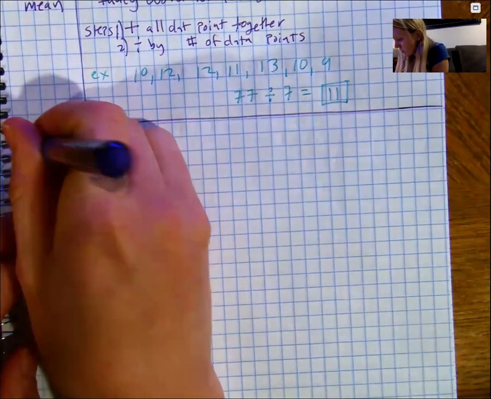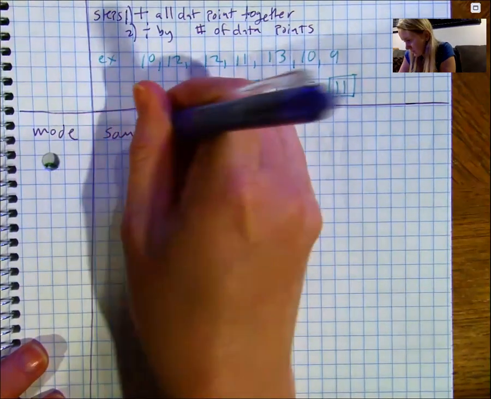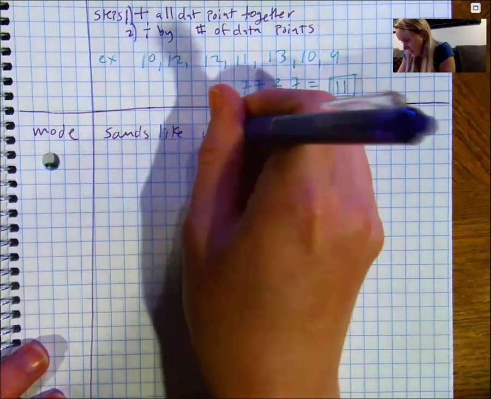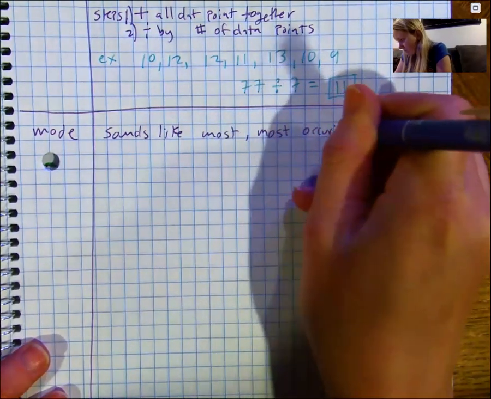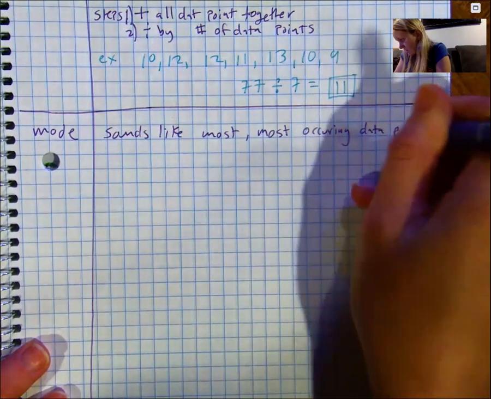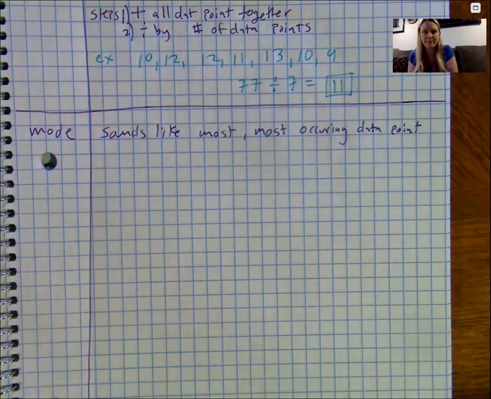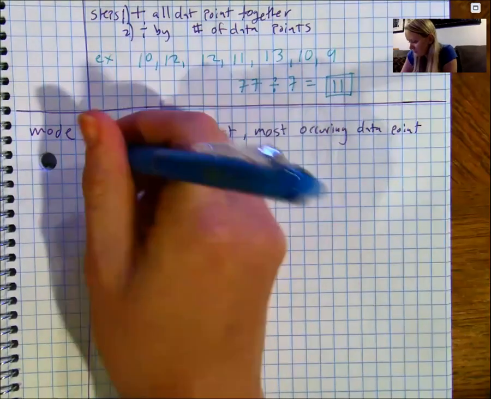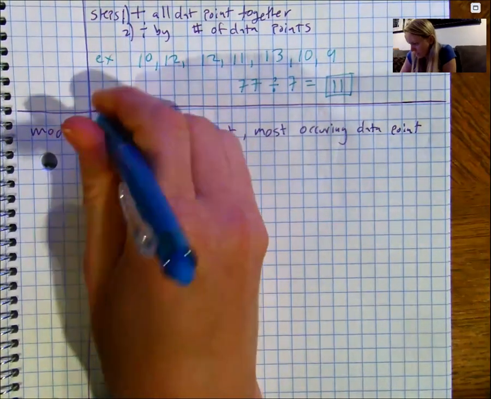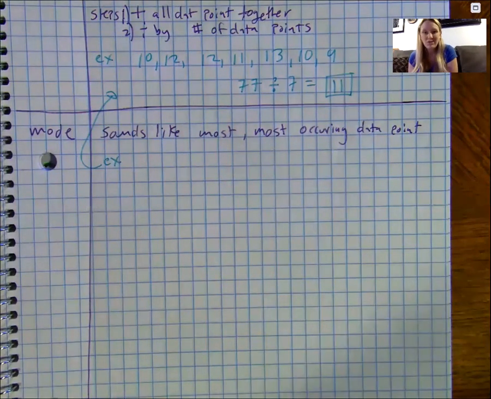Another one is called mode. Mode sounds like most. And that's helpful because it's the most occurring data point. Okay, your mode is the one that occurs the most in your data. So if we were to look back at our example problem, up there at our ages of movies, the one that occurs the most. Okay, so really it's kind of simpler to do this one.